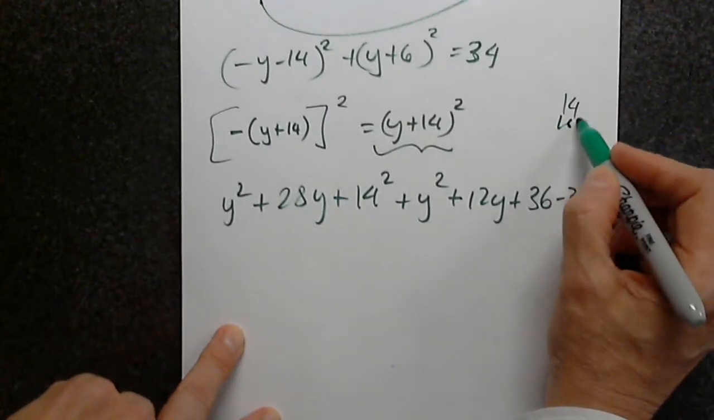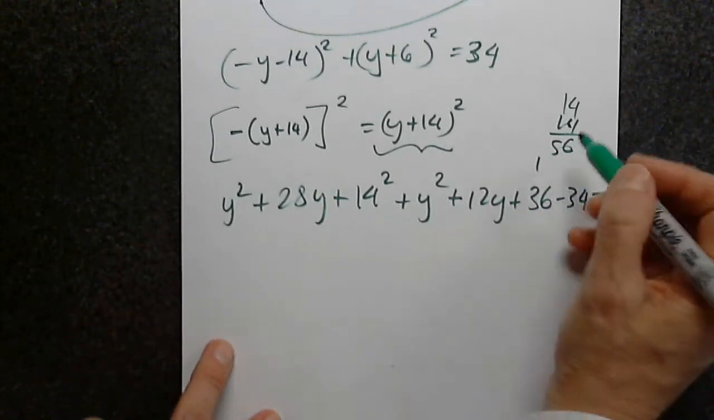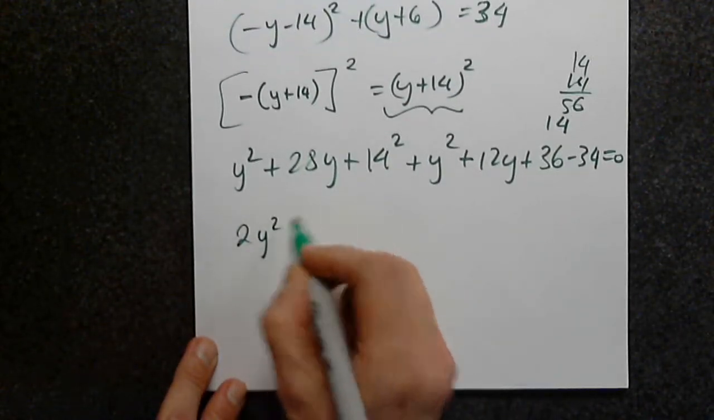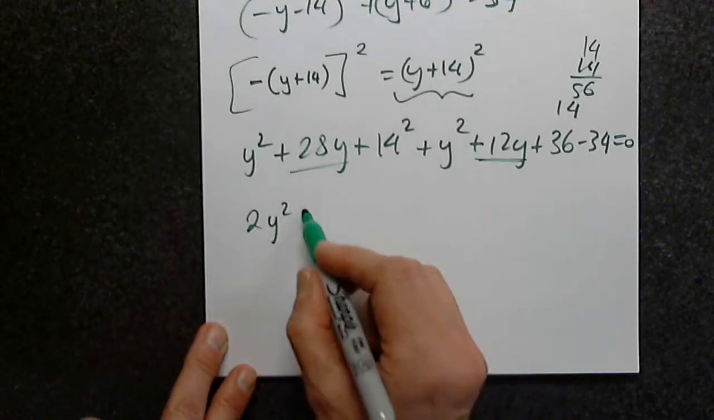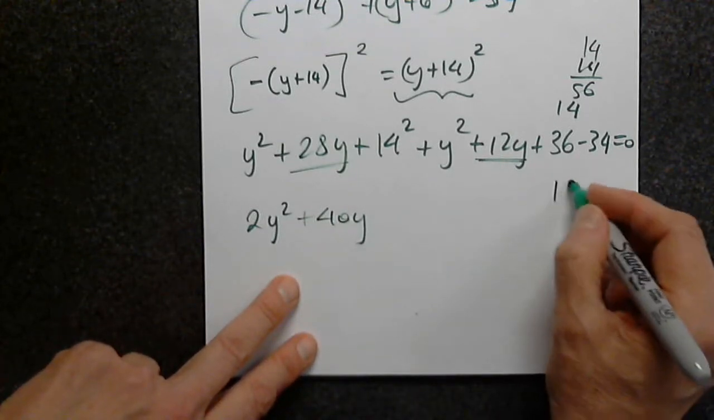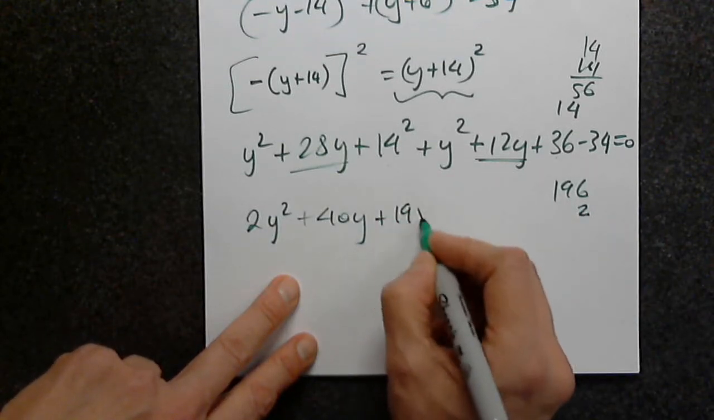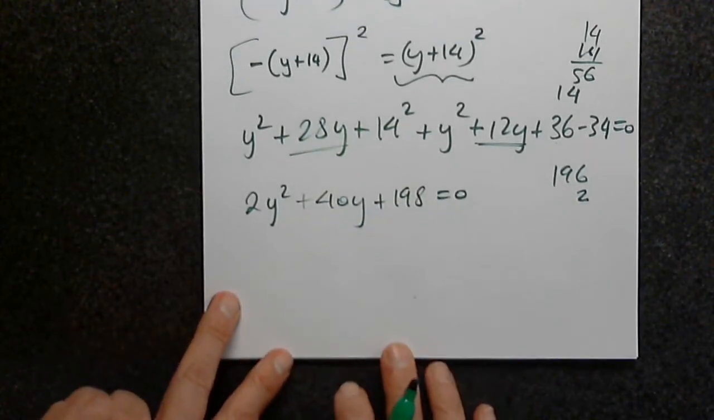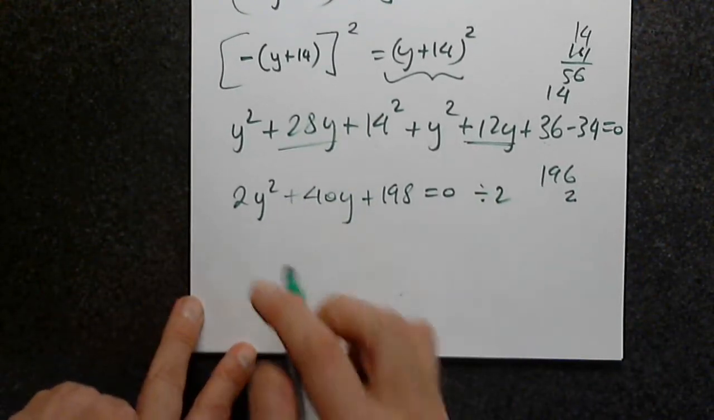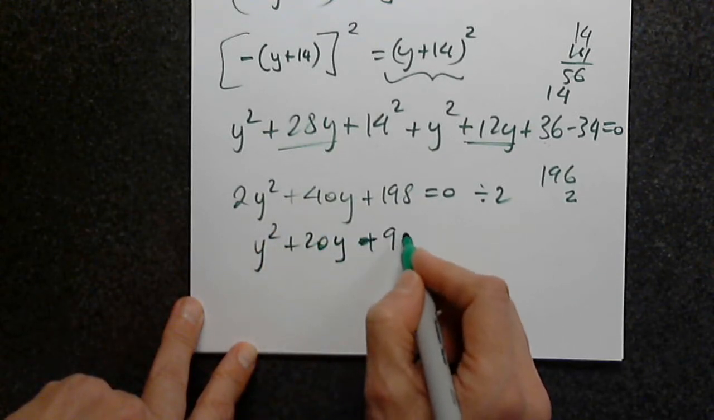So how much is 14 squared? Yes, 196. So then y squared plus y squared is 2y squared. Then we have these, so plus 40y. And what else is here? So we have 196 from here, and then this is plus 2, correct? So plus 198 equals 0. Then obviously I can divide both sides by 2, and I should always. And then I have y squared plus 20y plus 99 equals 0.